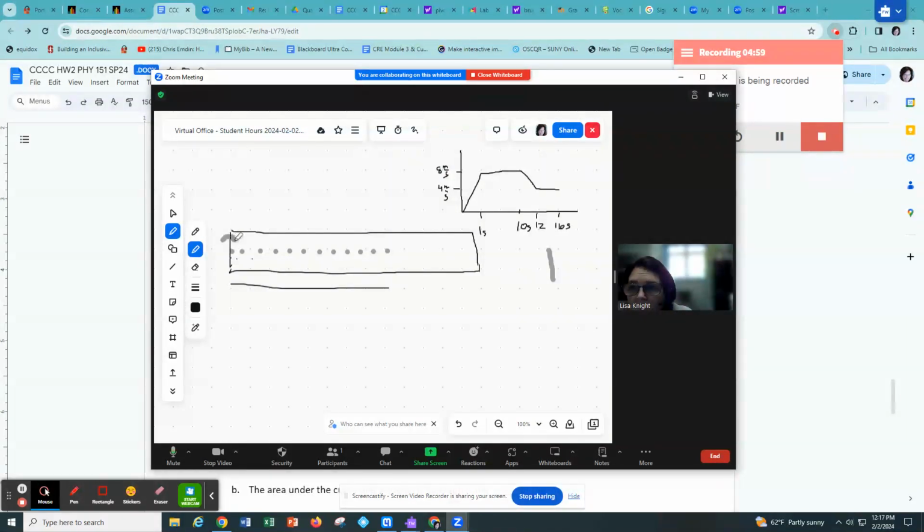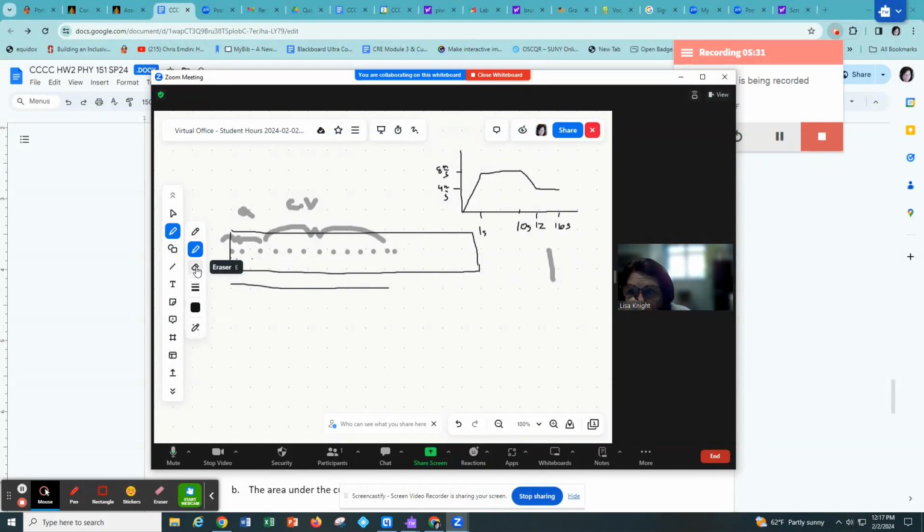So here is accelerating for 1 second. And for 10 seconds, it has a constant velocity, CV, at 8 meters per second. And over the next 10 seconds, now, excuse me, from 10 to 12 seconds, it is decelerating. So now the dots are going to get closer.